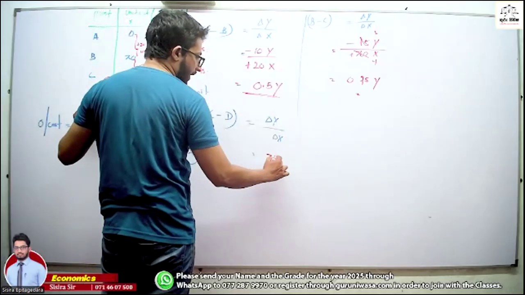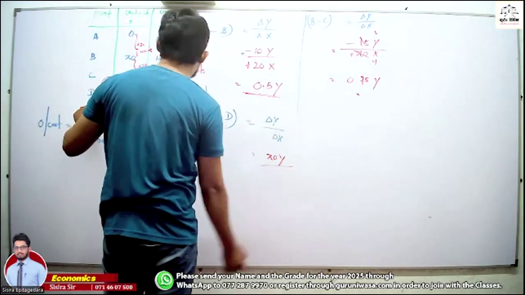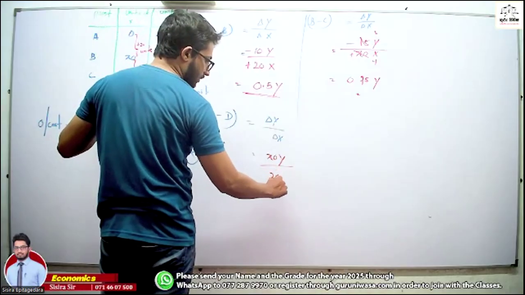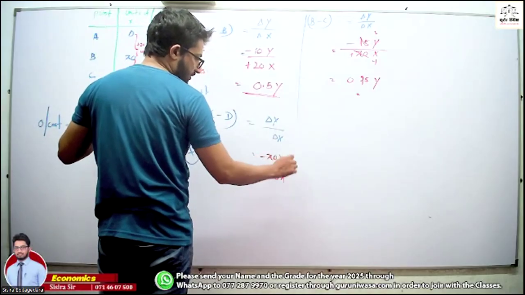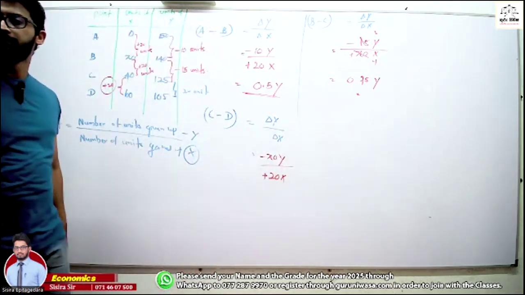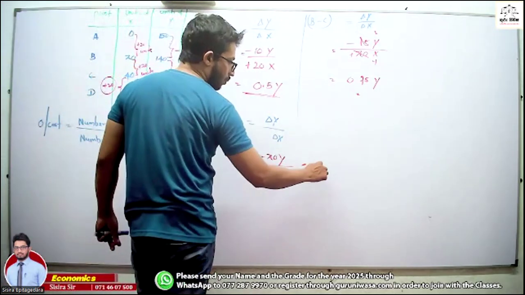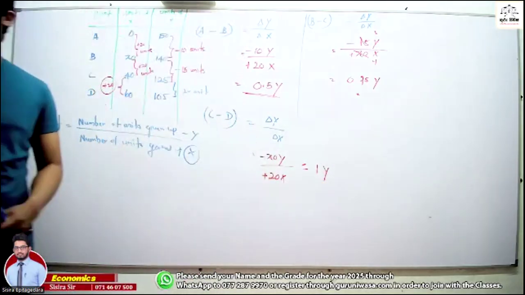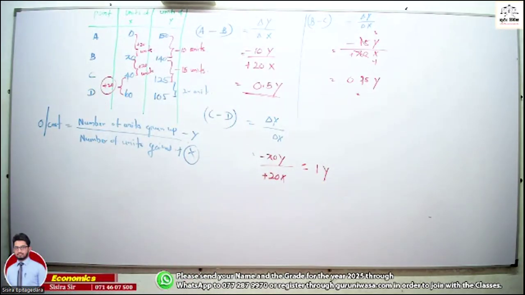How many units? 20 y over change in x, 20. Sandil, 20 over 20. Answer? 1y. This is the opportunity cost for the third one. Yes, remember, it's 1. 20 over 20. Sir, I made a mistake, I wrote 15. That's it, yes, 20. Take the change correctly.